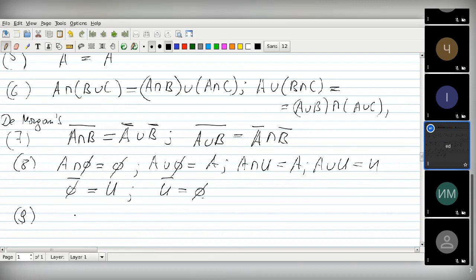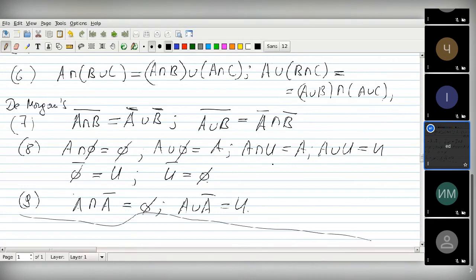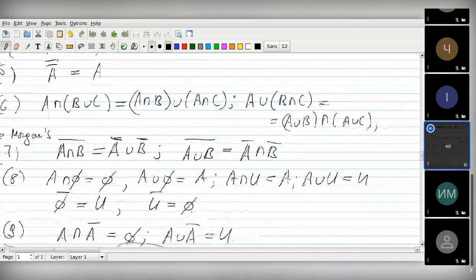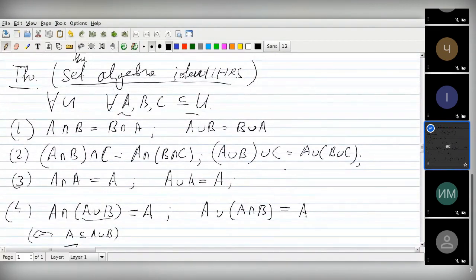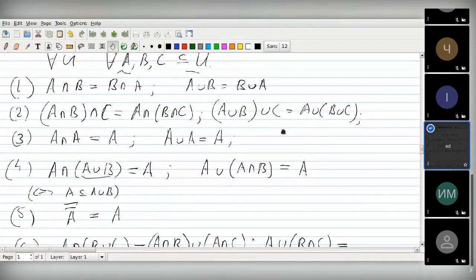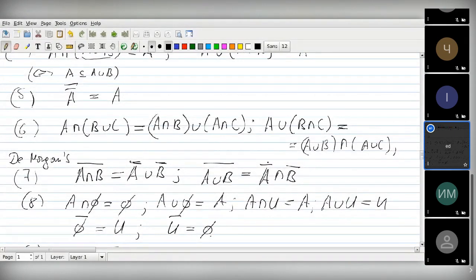And the last one, the intersection of A with its complement is the empty set. And the union is the whole universe. So that's it. It is beneficial to memorize these statements. What if I want to prove any of this? In fact, the most sure way to prove it is to apply logic.